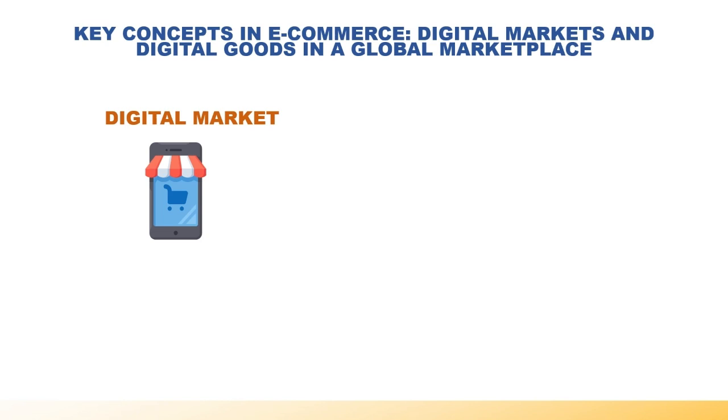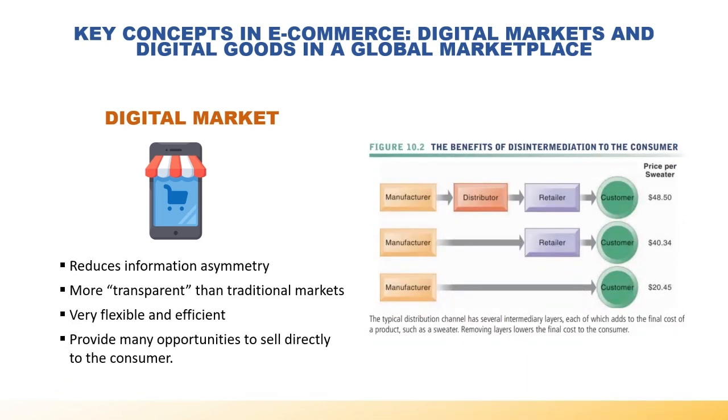Digital market. The internet reduces information asymmetry. Information asymmetry exists when one party in a transaction has more information that is important for the transaction than the other party. That information helps determine the relative bargaining power. In digital markets, consumers and suppliers can see the prices being charged for goods, and in that sense, digital markets are said to be more transparent than traditional markets.